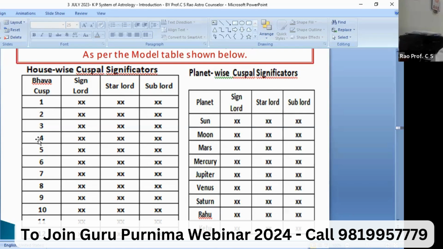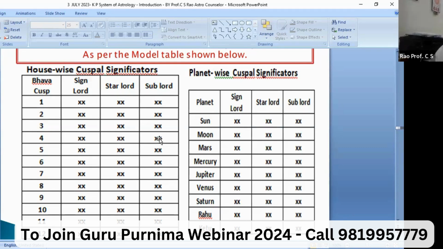Suppose we are talking about the fourth bhava, education. The fourth bhava cuspal sublord is this one. Whether this sublord is connected with detrimental houses or harmonious houses, positive or negative, let us call it. If the fourth cusp sublord is connected to the positive houses, education is promised to this native. If it is connected to the detrimental or negative houses, education is difficult for this man. But if it is connected to both, it is a mixed result.